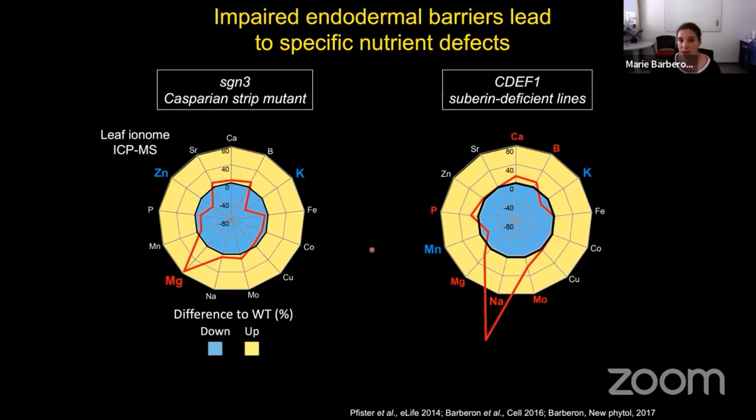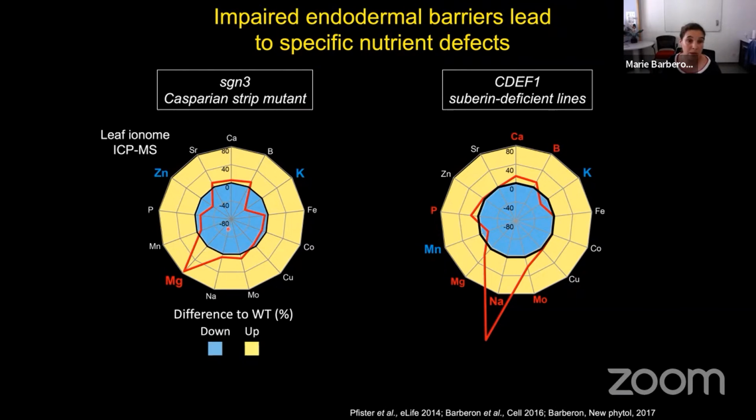And when we did this ionomics, we were very surprised for a while, because we were really expecting that if we had a mutant without Casparian strip or without suberin, we would see a massive overaccumulation of many elements, and this is not the case. Most elements are not affected in these lines or mutants. We can see some that overaccumulate, like magnesium for the Casparian strip mutant or sodium for the suberin deficient lines, but this is not the general trend.